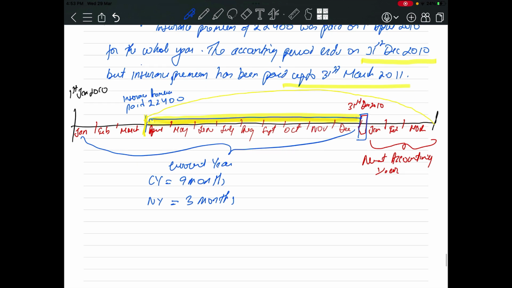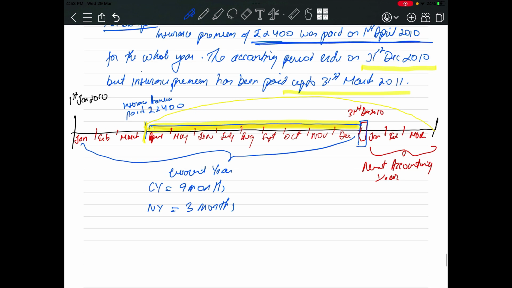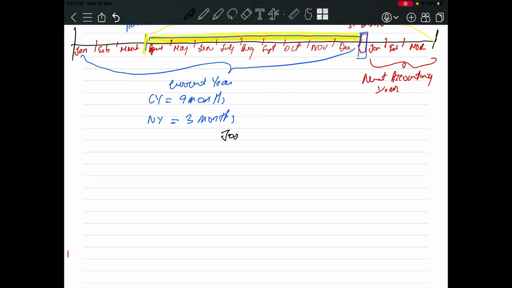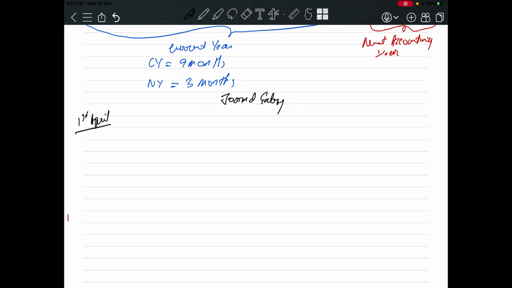You have paid the whole amount, 2,400 on 1st April. If I have to pass the journal entry on 1st April, what will it be? I have paid insurance premium. Insurance premium is an expense for me, so I will debit insurance expense account. You can call it insurance premium or insurance expense. The amount will be 2,400.